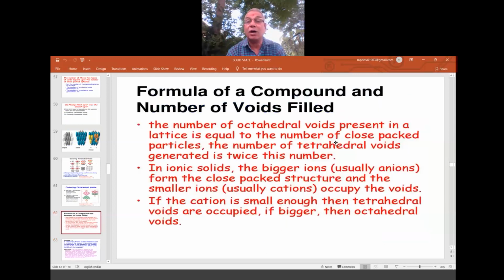Now, formula of a compound and number of voids filled. That means using the number of voids, we can tell the formula of the compound. One example I will take here. So this is all theory part, but remember one formula. The number of octahedral voids is equal to n, which is equal to the number of particles making the structure, and the number of tetrahedral voids is equal to twice the number of spheres used for the packing.